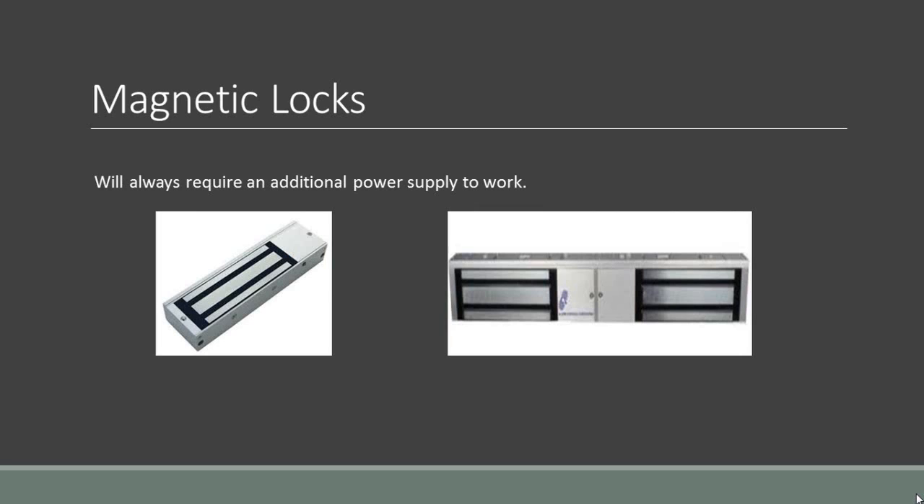Magnetic locks. These locks will always require an additional power supply in order for them to work. Because of the strength of the magnet, it eats up a lot of power. What we are looking at here, on the left side, is considered a single magnet lock. The right side is a double magnet lock, obviously used for 1 or 2 doors in the same entry and exit point.